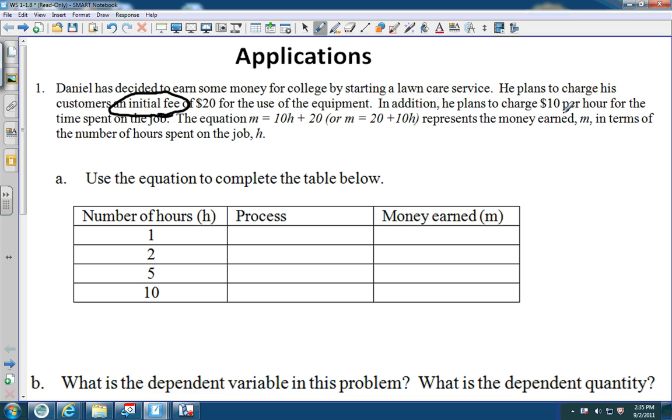In addition, he plans to charge $10 per hour for the time he spends on the job. Well, here's the equation. Anytime you have some kind of initial fee or a starting point, this is your constant. And right here, when we have per, the amount's not changing, but what is changing is how many hours he's going to work. This number that goes in front of the variable is your coefficient. So again, this right here is your coefficient, and the 20 is your constant.